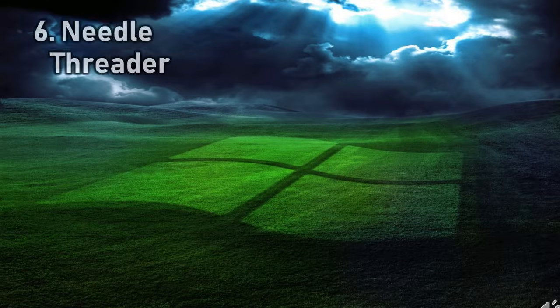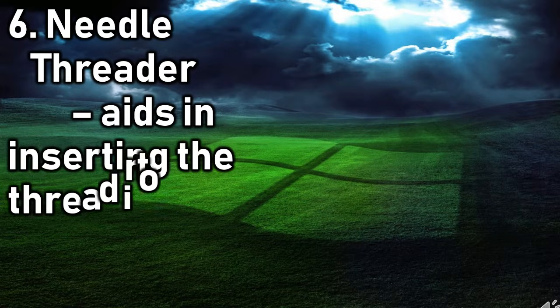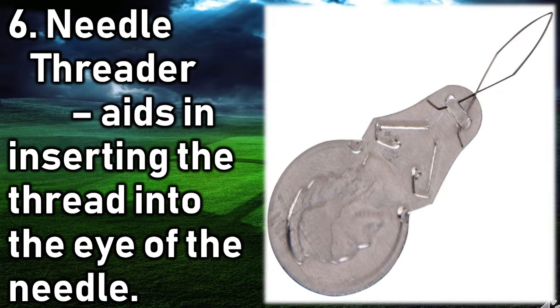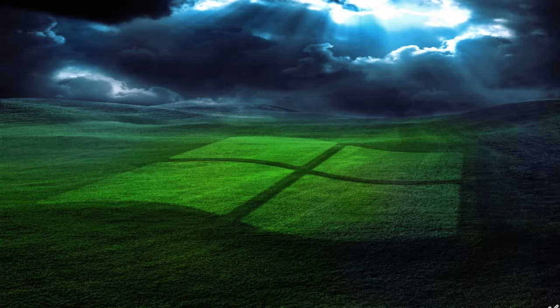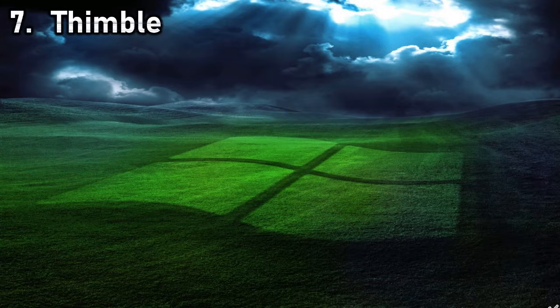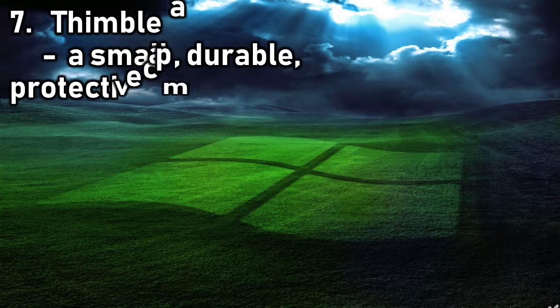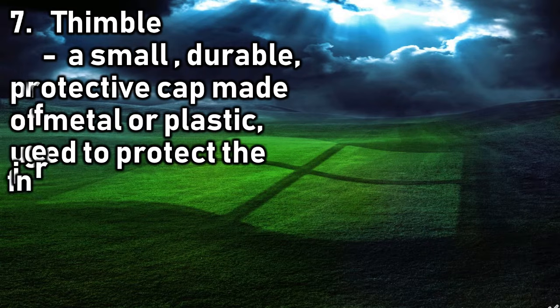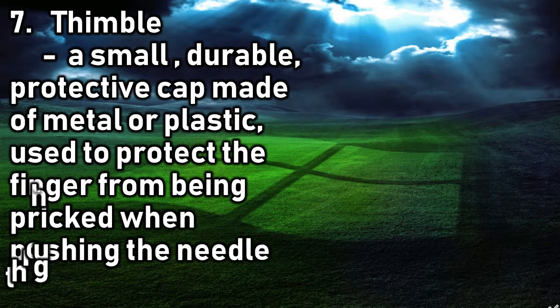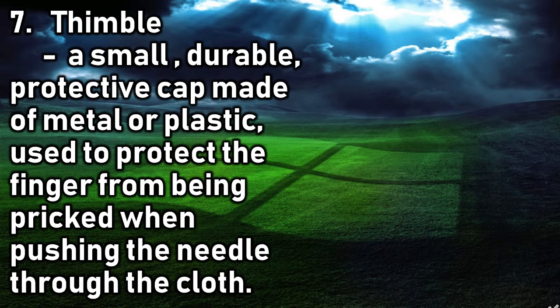Needle threader. Aids in inserting the thread into the eye of the needle. Thimble. A small, durable, protective cap made of metal or plastic, used to protect the finger from being pricked when pushing the needle through the cloth.